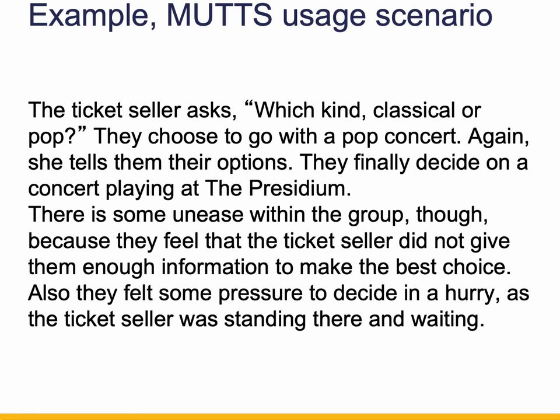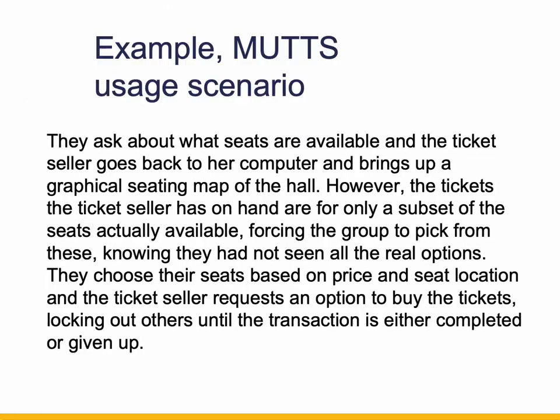Now we get into a more descriptive part of the usage scenario. The ticket seller asks, what kind of concert? Classic? Pop? The group goes with a pop concert. Ticket seller tells them their options. They decide on a concert playing at a certain area, a certain venue. Now, this is a good example of a descriptor. Some unease within the group because they feel the ticket seller did not give them enough information to make the best choice. They felt like they were hurried. Now, what is it about that interface that will make them hurry? That's a deductive process that will have to occur later. But let's continue with our usage scenario.